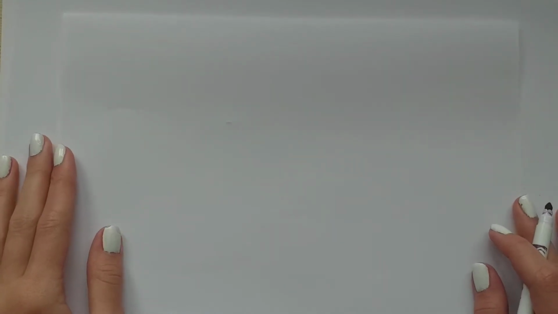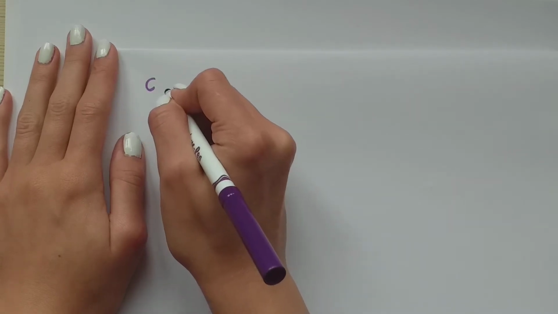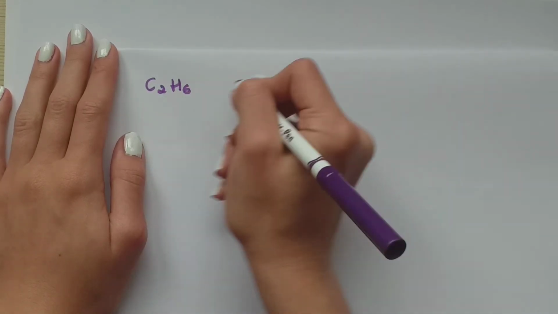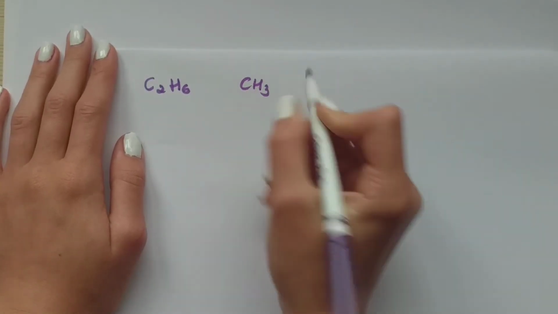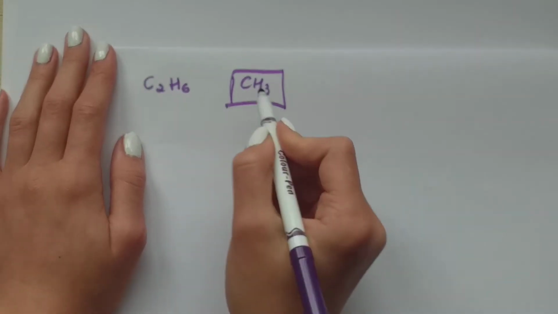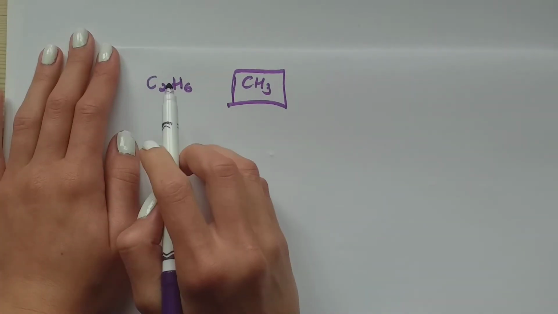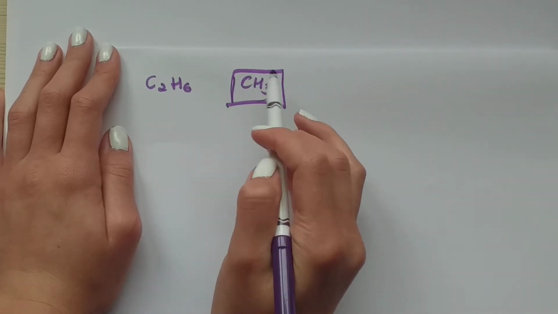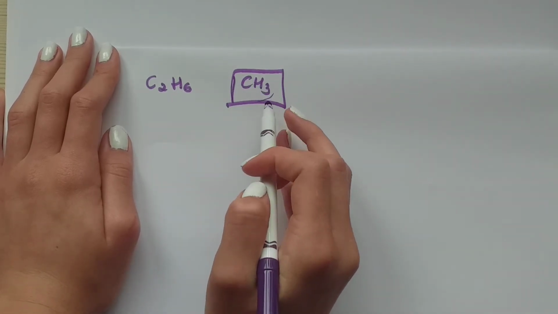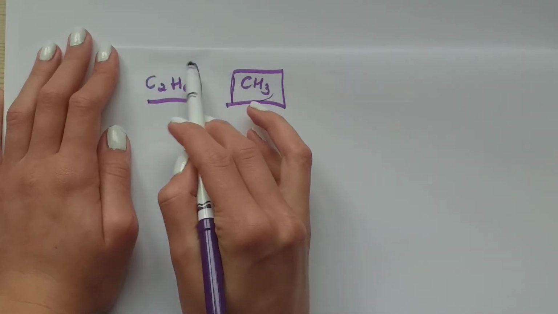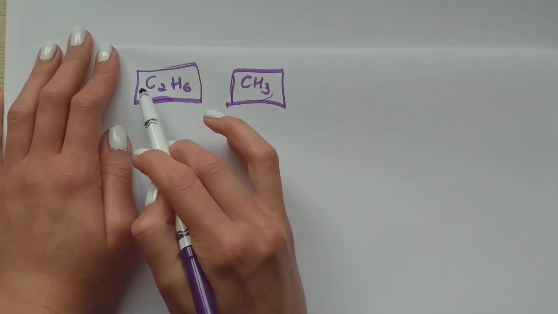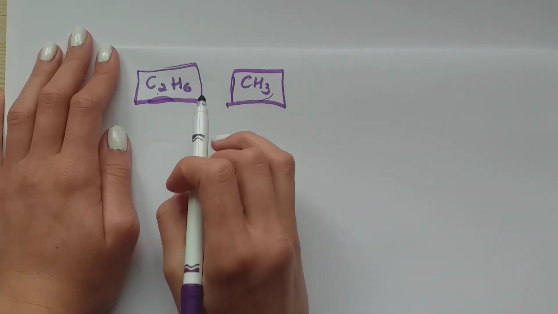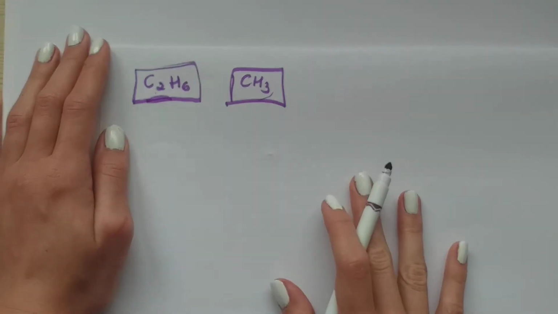So your molecular formula is nothing else than the full formula. In a previous video, I showed you this, C2H6 and CH3. I told you this is the empirical formula of ethane. So this is the empirical formula, the simplest ratio. The molecular formula is this, the number of atoms that are actually in the compound.